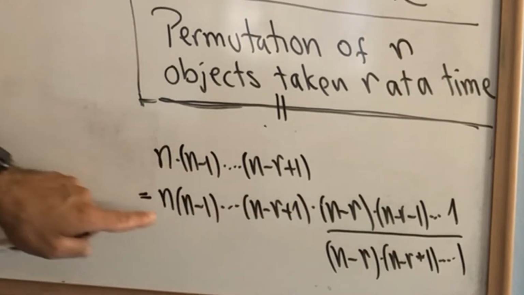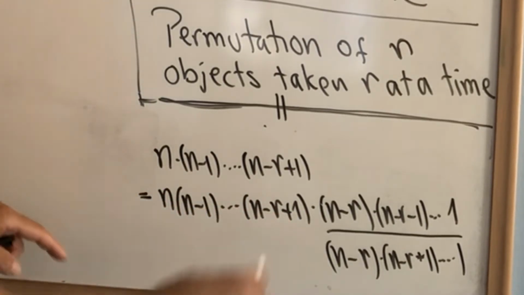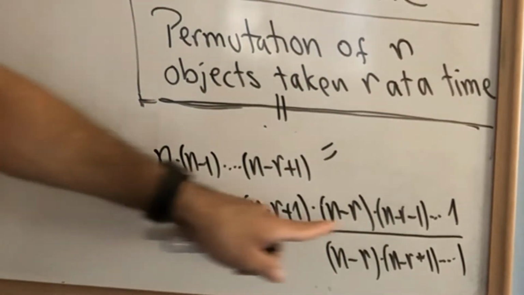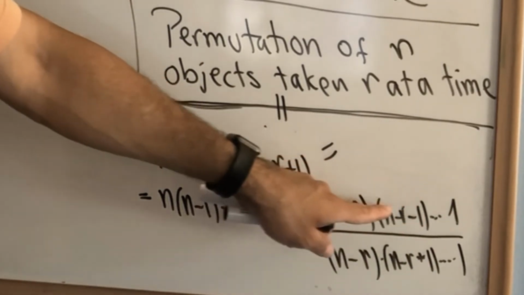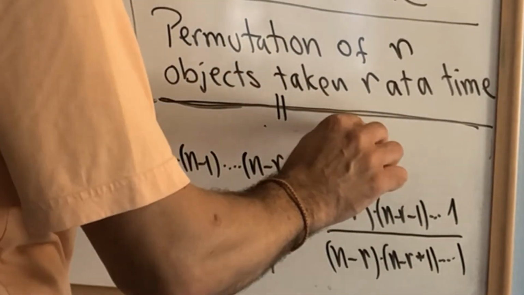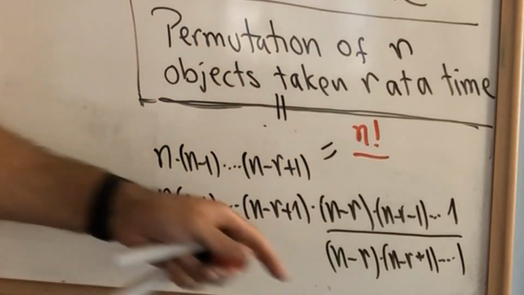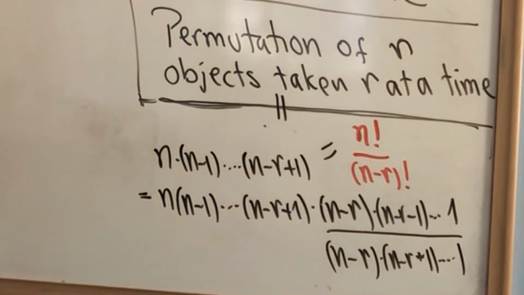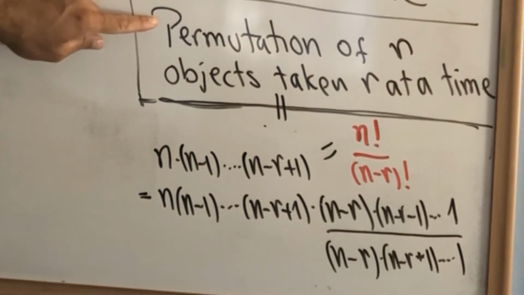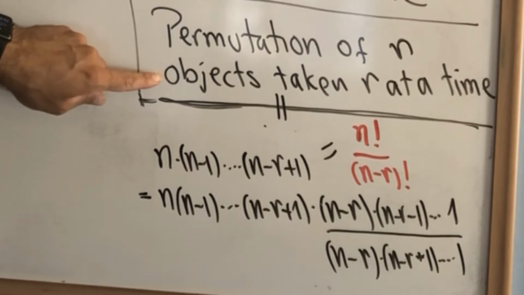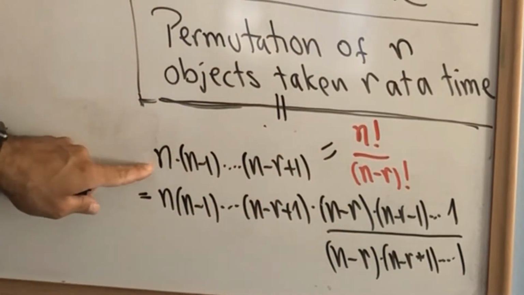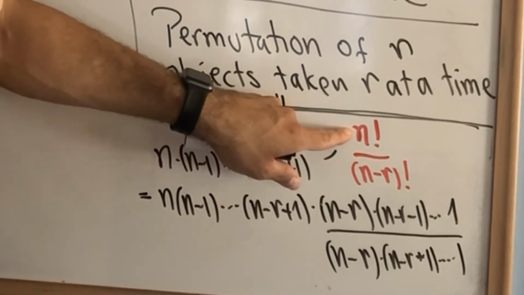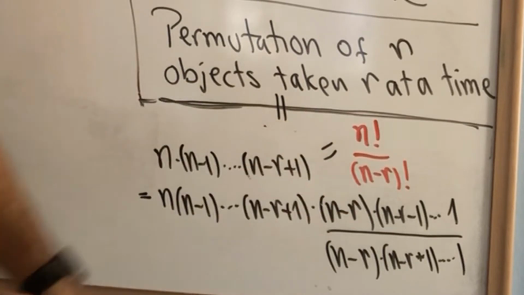The good thing about this way of writing it is that I can express the numerator as the numbers 1 times 2 times 3, and so on until n, and that's n factorial. And the denominator is n minus r factorial. Then the number of permutations of n objects taken r at a time is n times n minus 1 times ... times n minus r plus 1, and that's equal to n factorial over n minus r factorial.